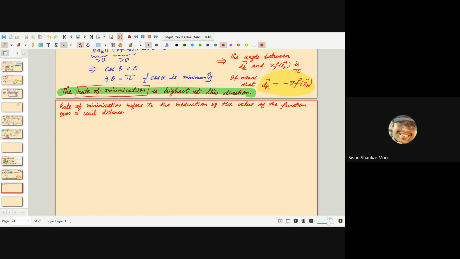Now you might be wondering that we are only giving priority to the direction, but actually there is a step size also. There is hk and dk, but till now we found which dk we should choose. We should choose dk equal to minus the gradient evaluated at that point, the negative of the gradient. But no one is talking about the step size. So what should you choose as the step size?